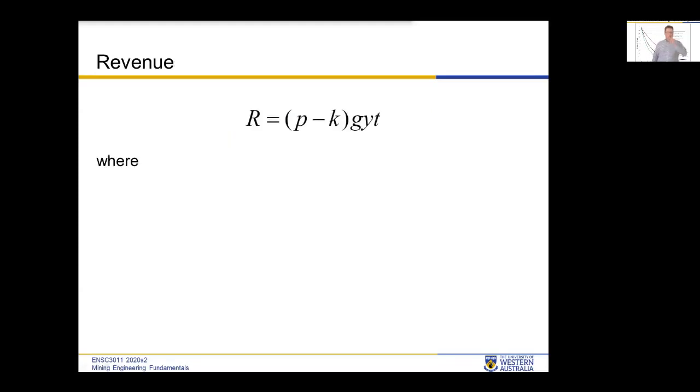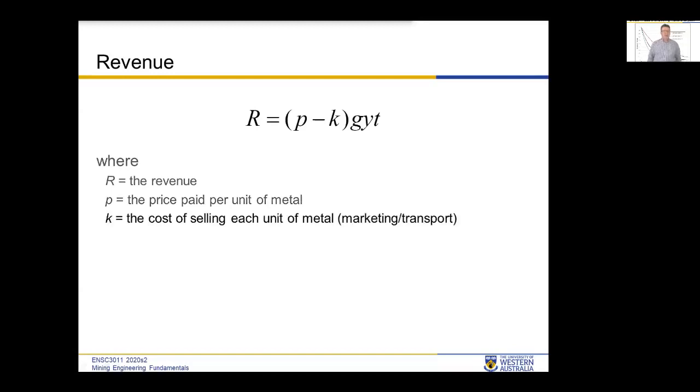Revenue equation can be quite simple. That's the price you get per unit metal, less any selling costs. So that might be costs like transportation. If you're selling iron ore, generally it's sold not at the mine gate, but at the port. So you've got the cost of the train to take it to the port.